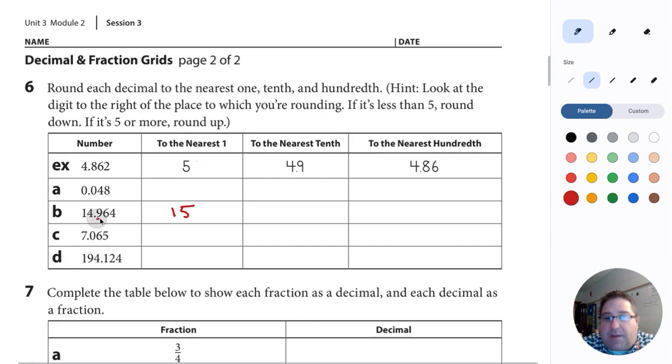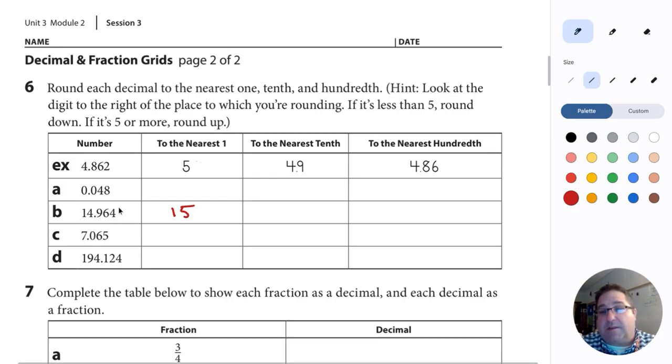Nearest tenth. Okay, I go over to my tenth, and I go next door, and I see a 6. Okay, so 6 is 5 or more, so it's going to bump that 9 up. But if it's already a 9, well, that means it's going to go up another 10. So this is going to become a 0, and we're going to have to add 1 over here, so it's going to be 15. And that's why I wanted to show you this one. It's a little bit trickier, not too bad. But anytime you have a 9, that's actually going to go to a 0, but then we've got to bump the next number up behind it.